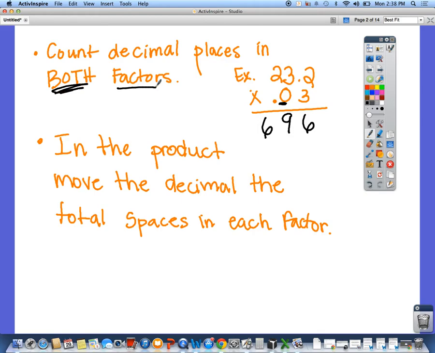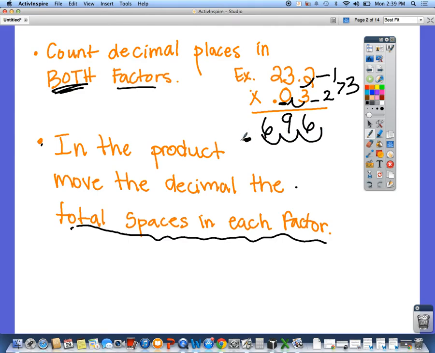That's another thing that we mess up on from time to time. So I'm counting in the first number here, 1. Counting in the second number here, 1, 2. So I've got 1, 2. Adding those together, I have 3 decimal places all together in both of those factors. Now I'm looking at the product in our next step here. And in the product, I need to move the decimal the total spaces in each factor. So my total spaces is 3. I'm moving it over 3 spaces. Take my decimal place here, move it over. 1, 2, 3. And I have my answer, 696 thousandths. All right, let's continue.